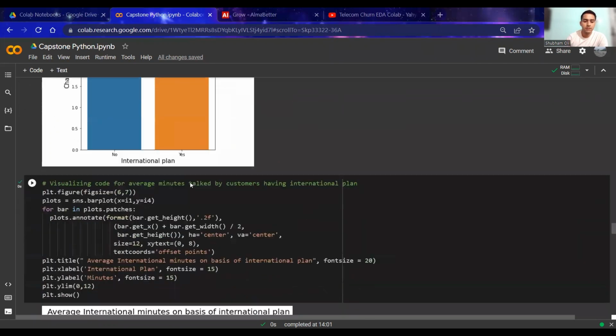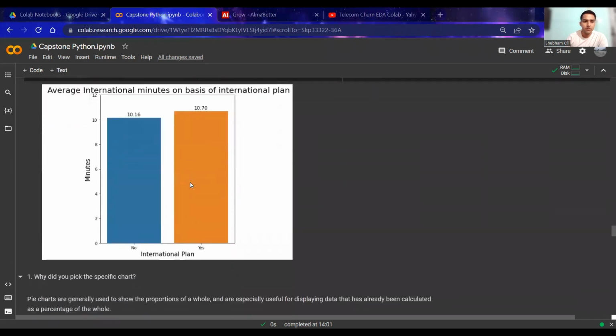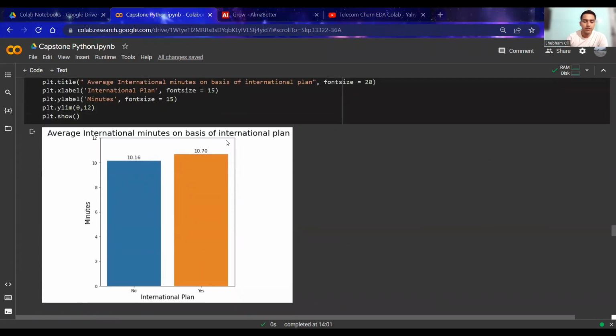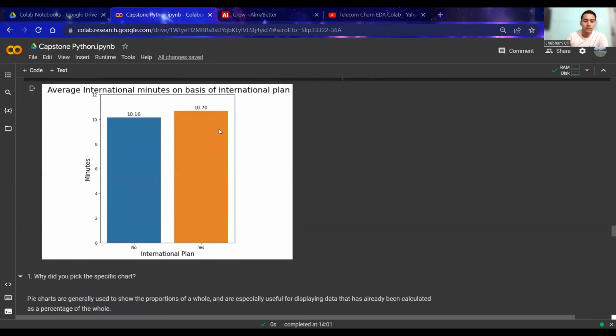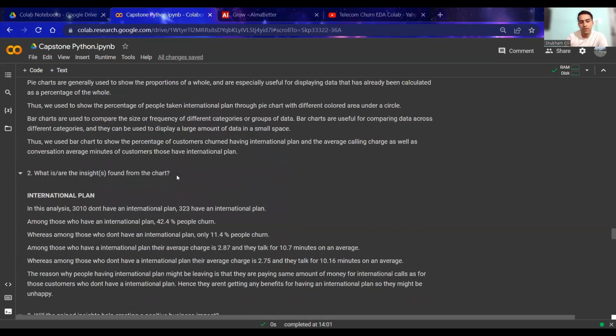So the minutes, for average international minutes on the international plan, this is also similar: 10.16 without the international plan and 10.70 for the international plan. And yes, the insights found will definitely help for a positive business impact.